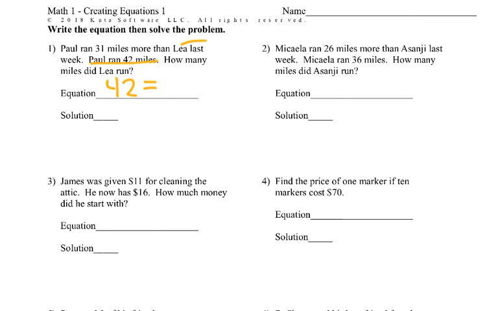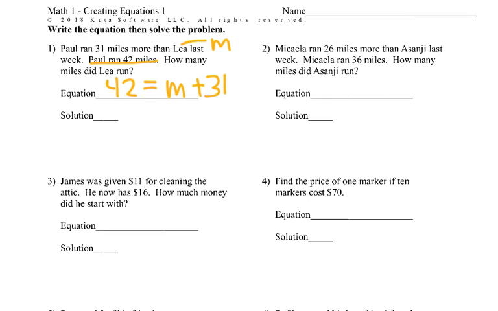So, Leah, we don't know how many miles she ran, so we'll call that M for miles. Paul ran 31 miles more than her. So, if we take Leah's amount of miles, add 31 to it, that should equal 42. So there's our equation. We're just dealing with single variable equations, so they're pretty simple.